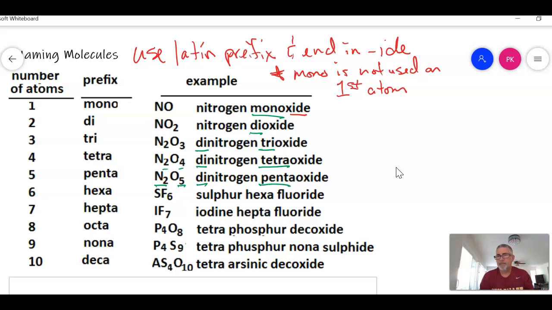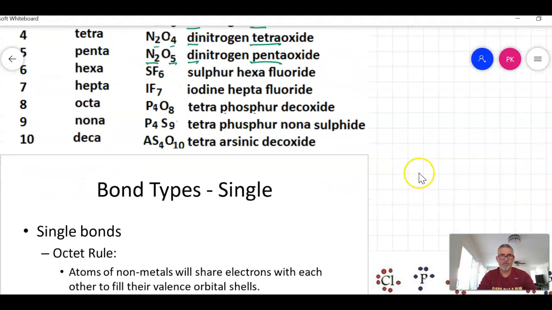So pretty easy. The thing I'll warn you about, once you start doing this and you start to see something like this, right? Some people are going to want to go, oh, this is dicalcium trinitride. And it's not, it's just calcium nitride, right? So make sure if there's a metal involved, you don't use the prefixes, okay? So just make sure you remember that and you'll be fine.